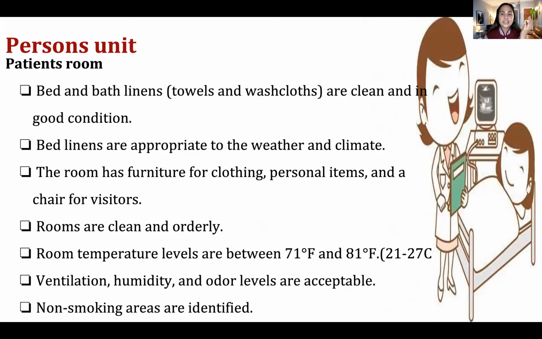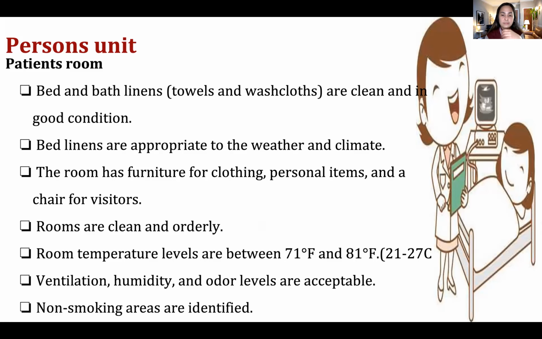Bed and bath linens are clean and in good condition. Bed linens are appropriate to the weather and climate. If you see the patient is sweating too much, don't put on a blanket. Make sure that you follow what is appropriate with the temperature of the room. The room has furniture for clothing and personal items, and a chair for visitors. Why a chair for visitors? Visitors play an important part in the recovery of patients because they support the emotional aspect of patients. Rooms are clean and orderly.